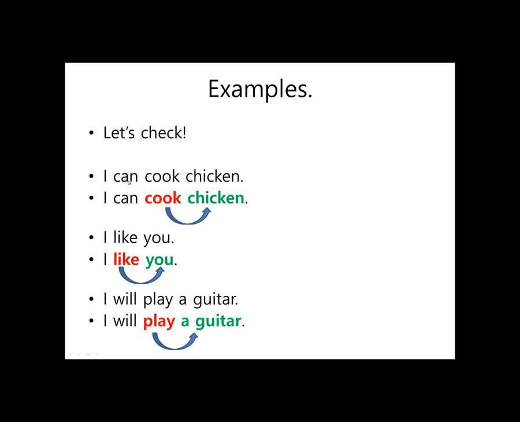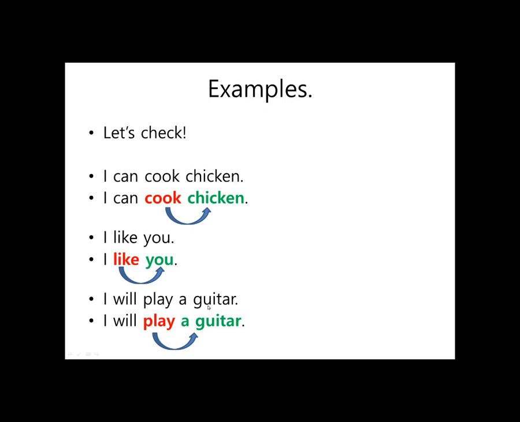So, I can cook chicken. Cook is the verb, the action, the doing word, and chicken is the noun. This is the object noun. So I cook chicken. This is a transitive verb, and this is the object noun. I like you. I is the subject, like is the action, and you is the object noun. Remember, this is a transitive verb, and this is the object.